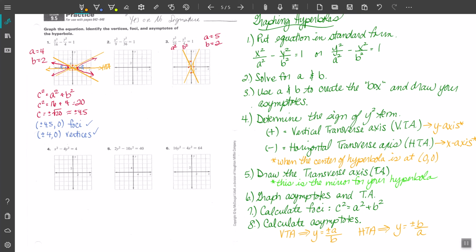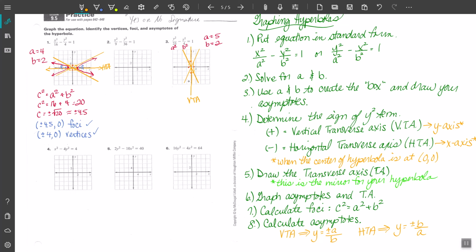The sign on my y squared, so I'm on step 4, is positive. So this means I have a vertical transverse axis, which in this case is the y-axis. So that's going to be this right here. So it's the y-axis because the center of my hyperbola is the origin, 0, 0. So now I have everything I need to know in order to go ahead and graph this.